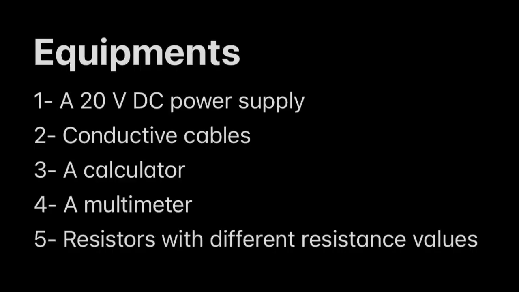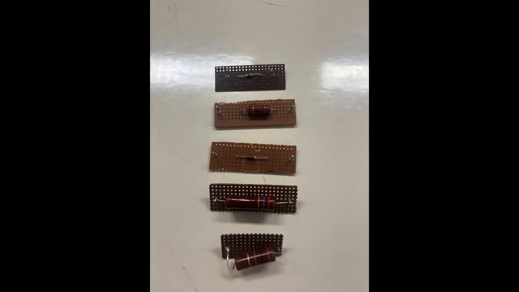To start off, let me introduce the equipment. A 20-volt DC power supply, conductive cables, a calculator, a multimeter to measure the voltage values between the resistors, and resistors with different resistance values. So we begin by determining our resistors.